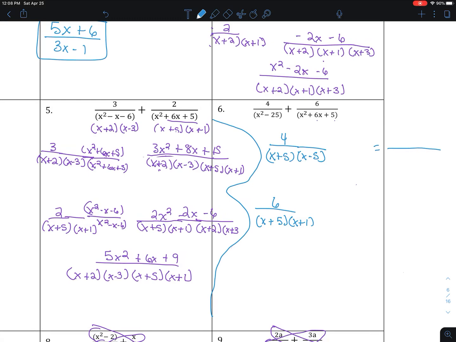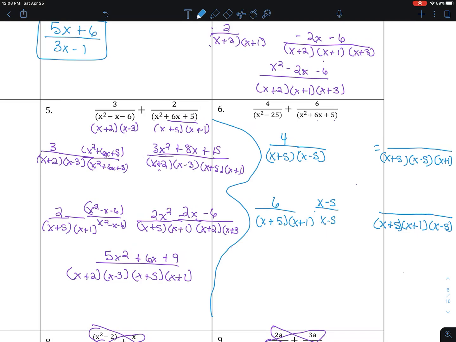And now I'm going to find that common denominator. I know my common denominator has to have an x plus 5 and an x minus 5. But it also needs to have an x plus 1 from the bottom expression. So this one has x plus 5, x plus 1, and we're missing x minus 5 from the top, so it has to go there as well. So what did I multiply x plus 5, x plus 1 by to get this? Well, I multiplied it by x minus 5.